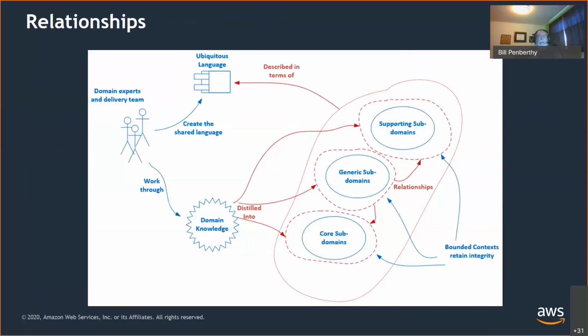So let's take a look at how some of these relationships work out. On the left, you have a team. I work at Amazon, so we would call that a two-pizza team. The team is made up of both domain experts, or the business, and the delivery team, which would be developers, DBAs, QA, PMs, and whatever roles you have for your organization. So this team works to create the shared language while working through their domain knowledge. The domain knowledge is distilled into the bounded contexts and described in terms of the ubiquitous language. Each of the bounded contexts has relationships with other bounded contexts, which are defined around the various subdomains that were identified through the ubiquitous language.